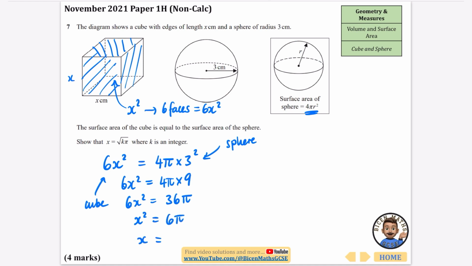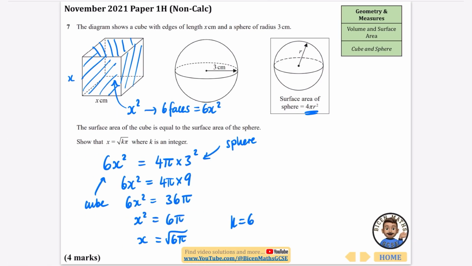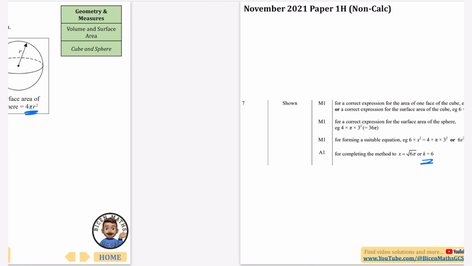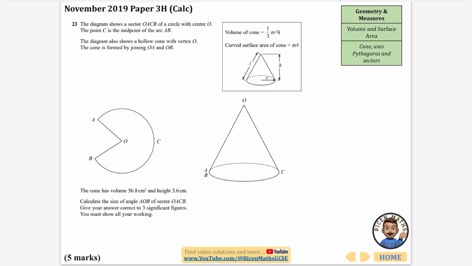And then I'm just going to do the square root on both sides so that I get x is the square root of 6 pi. And in this particular case, that means that k is equal to 6, just by comparing it to that thing that we've got up there. Clearly the value that we've got next to pi is 6. So let's double check we've got this one. Yeah, we do end up with the fact of 6 pi, or k being equal to 6. So we've definitely got that one correct.